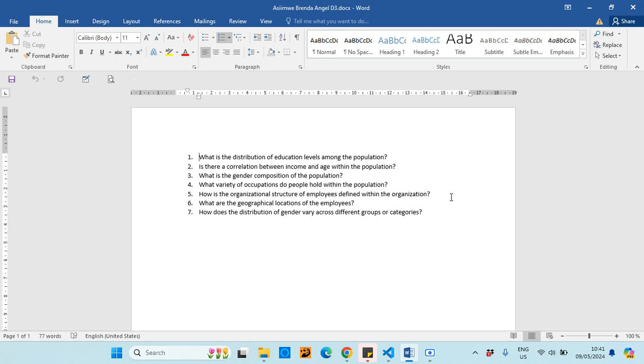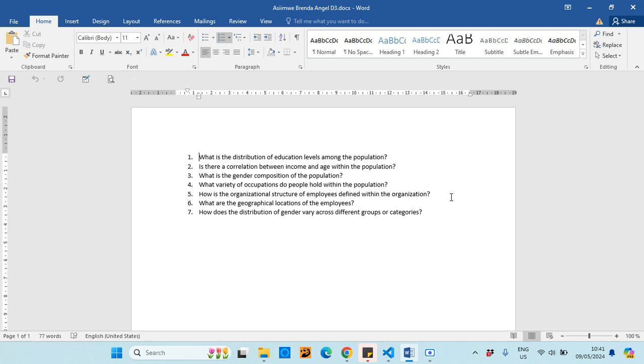But before any of that, I came up with questions that are going to guide the visualization. For example, what is the distribution of education levels among the population? Here I feel the best thing to show that would be a bar graph to show the different levels, the count of the different levels of education. Then I look at whether there is a correlation between age and income. So I think I'll be going through one by one.